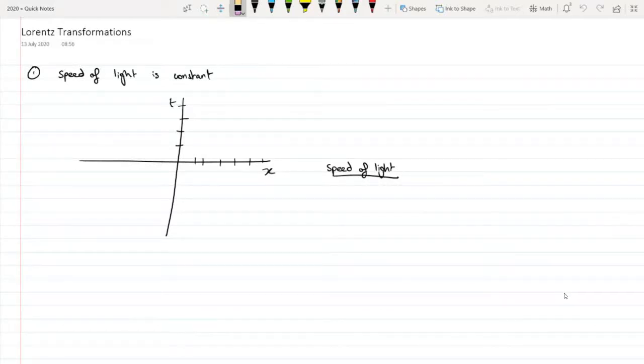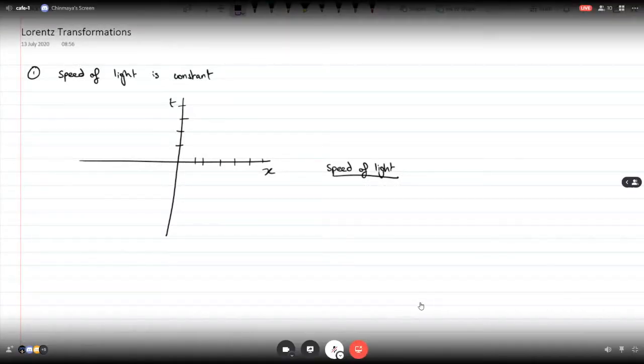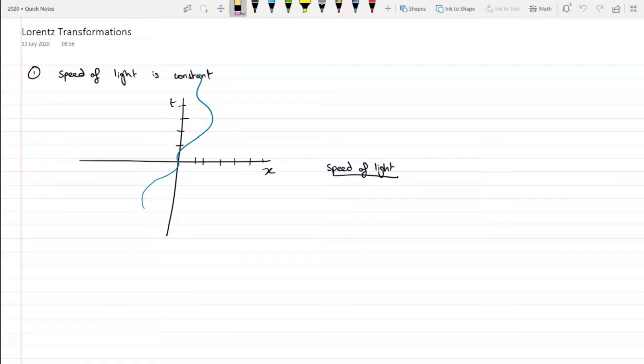If I have an object that's moving, it traces this path, right? How do we represent the motion of the speed of light? How do we represent light on this graph? And the answer to that is, well, if we know that light travels some 300,000 meters per second, 10 to the power 8, so a few more zeros.